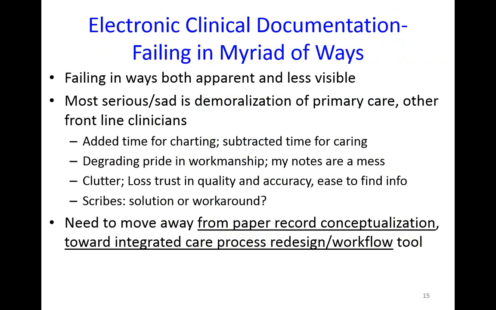So what are some of the ways that it's failing? Again, I think some of these are the apparent ones that we've mentioned, and others are less visible. I certainly do want to say that it's a serious issue. One, the demoralization of primary care and other frontline clinicians. We talked about the added time for charting, which is felt to be subtracted from time for caring. It's degrading the pride in people's notes and the workmanship, and sometimes I wish people couldn't read my notes, and they were in my illegible handwriting, because they're not the way I would want them if I had enough time and tools to do them better. There's this clutter. There's a loss of trust in the quality and access and ease of finding information. And then there's the question of scribes, which many feel is a very workable and nice solution, and we'll talk about that in a few moments.